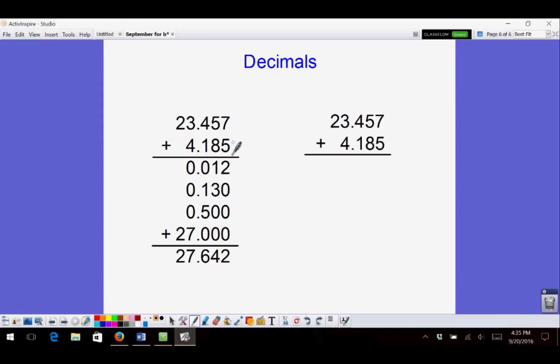7 thousandths and 5 more thousandths is 12 thousandths. 5 hundredths and 8 hundredths is 13 hundredths. 4 tenths and 1 tenth is 5 tenths. 23 and 4 is 27. I chose to chunk that one.